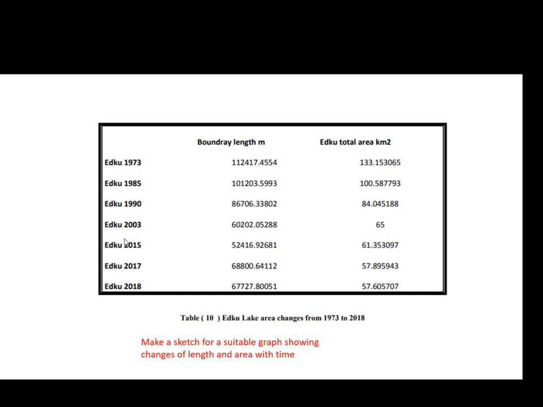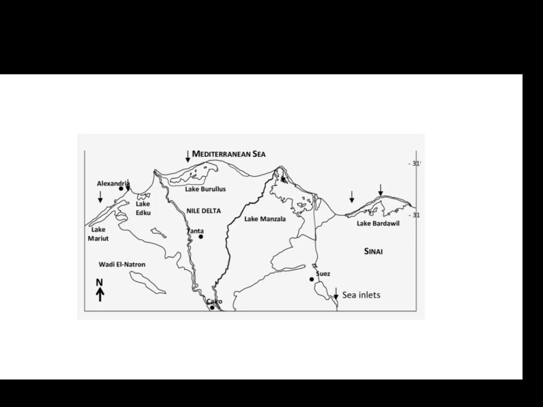Another example has to do with Lake Edku in the northern part of Egypt, and we have data on the boundary lengths and the total area. What we want to do is make a sketch for a suitable graph showing the changes of length and area with time, which is another timeline, but the problem is they are different in orders of magnitude between boundary length and area in square kilometers. This is a map to show you where Lake Edku is.